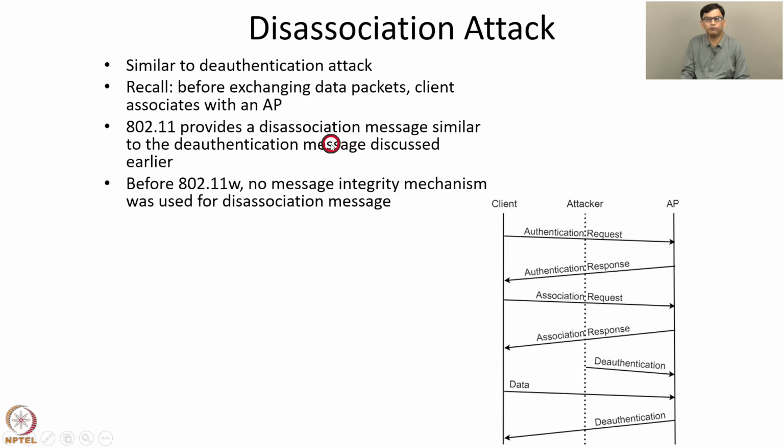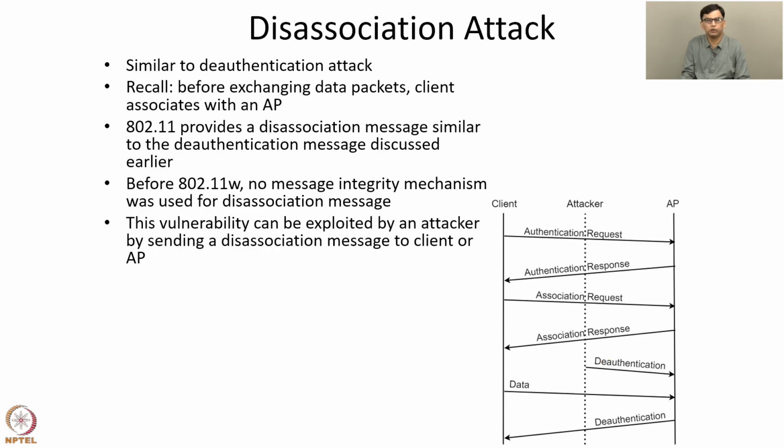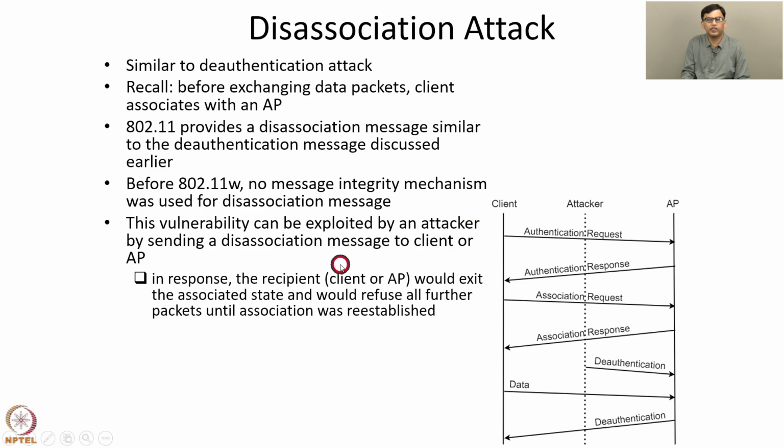Before 802.11w, no message integrity mechanism was used for the disassociation message. Hence, an attacker could send a disassociation message to either the client or the access point and end the association between them. This vulnerability can be exploited by an attacker by sending a disassociation message to the client or the access point. In response, the recipient of the message would exit the associated state and would refuse all further packets until association was re-established.